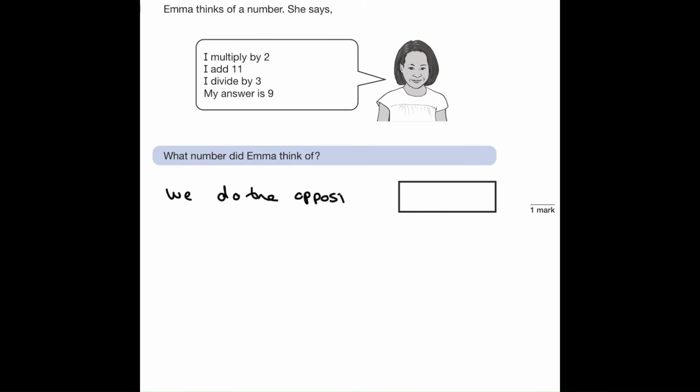So we need to start with her answer of 9 and go backwards and do the opposite of everything. So instead of dividing by 3, we need to times by 3. 9 times 3 is equal to 27. So that's the first step, going backwards to find out her original number. She added 11, so we need to minus 11. 27 minus 11 is equal to 16.